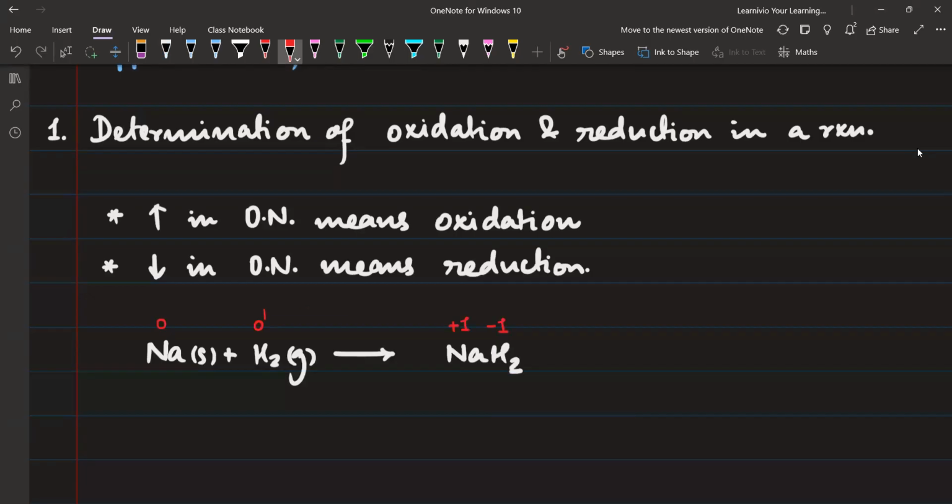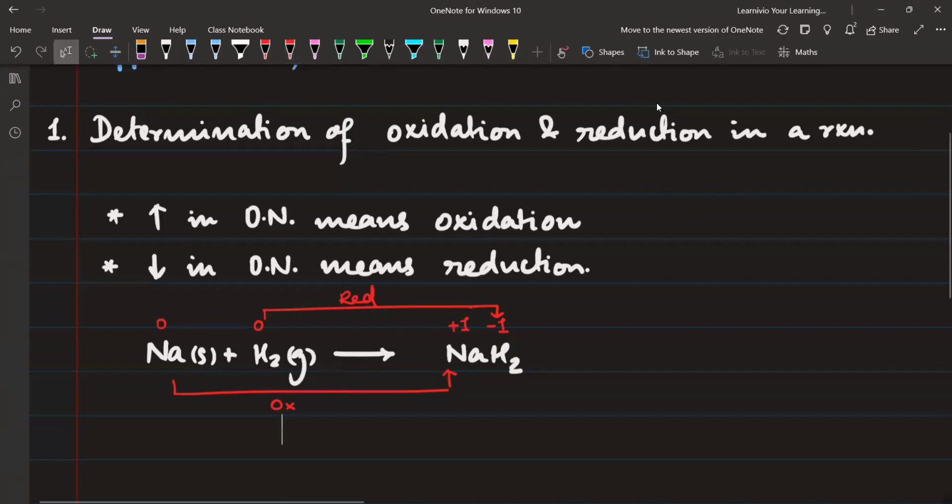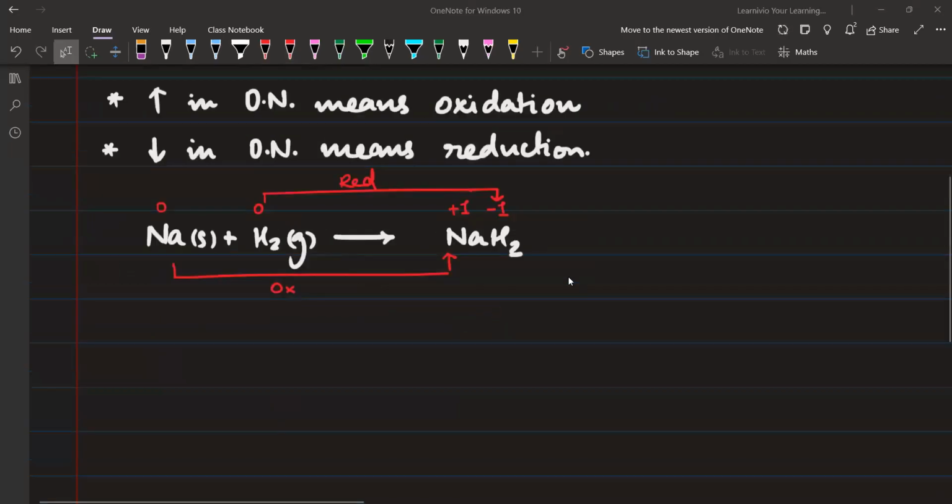So we can say that hydrogen has undergone a decrease in oxidation number, which means it has been reduced. And sodium has undergone an increase in oxidation number, so it has been oxidized. Does this make sense? Yes or no? Yes, sir. I will give you some questions. Can you identify the oxidized species and reduced species? Yes, sir.